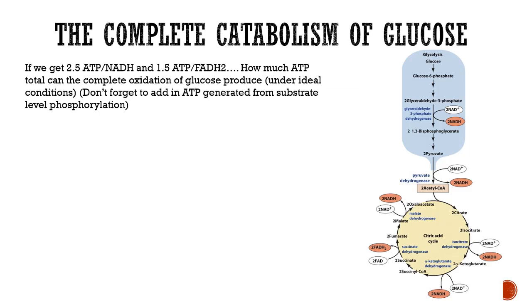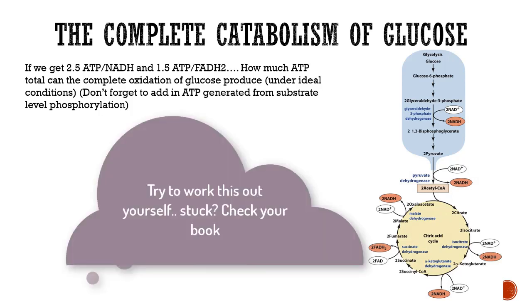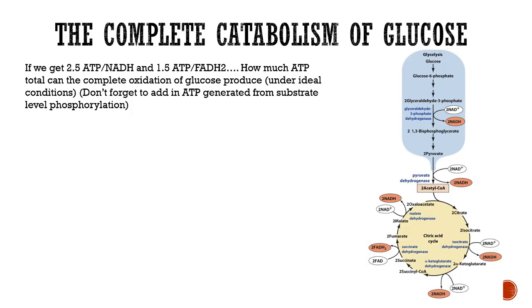At this point, we have investigated the complete metabolic breakdown of glucose. If we are able to derive 2.5 molecules of ATP from 1 molecule of NADH and 1.5 molecules of ATP from 1 molecule of FADH2 through coupled oxidative phosphorylation with the electron transport chain, how much ATP total can the complete oxidation of 1 glucose molecule produce? Assume that we do not go through the pentose phosphate pathway or any other detours from glycolysis or the citric acid cycle. Also remember, don't forget to consider the ATP that is generated from substrate level phosphorylation.